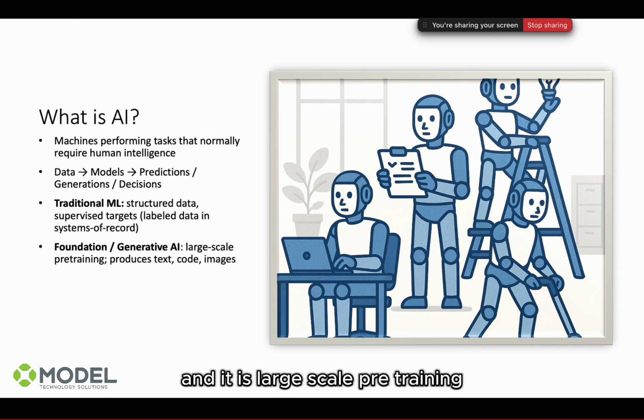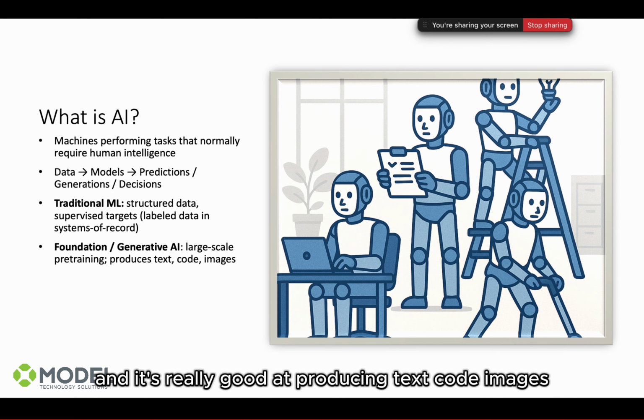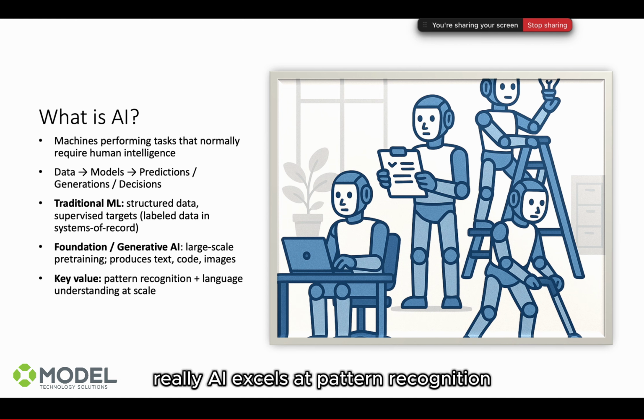And it is large-scale pre-training, so you don't have to train the AI model. And it's really good at producing text, code, images, etc. Really, AI excels at pattern recognition and language understanding at scale.